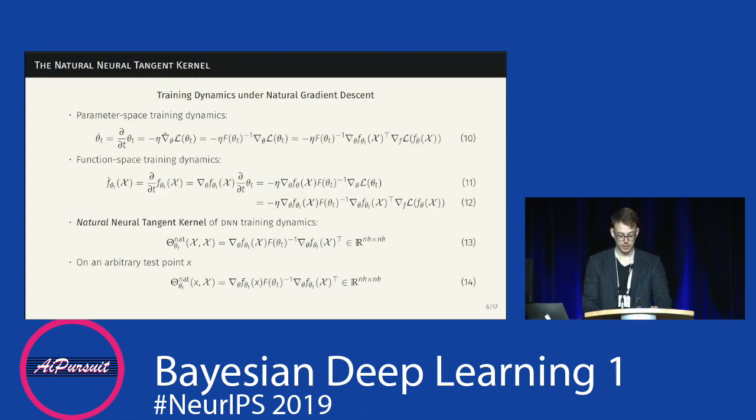Now we're ready to talk about natural gradient descent in function space. To recap, the same way we can derive the function space representation of the train dynamics under gradient descent, we can derive the function space train dynamics under natural gradient descent, where we follow the same steps as before, as you can see here, and end up with an alternate kernel, the natural neural tangent kernel, which includes the Fisher information matrix between the two gradients. That's what you can see in equation 13.